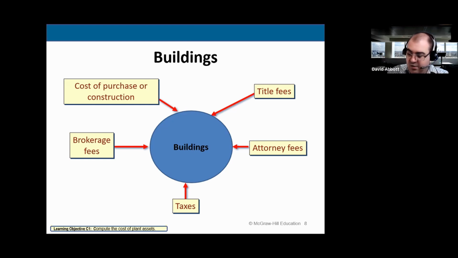Now, when a company constructs a building or a plant asset for its own use, so starting out from just a plot of land and they're building a building, its cost would include materials and labor, plus indirect overhead costs. Overhead costs include heat, lighting, power, and depreciation on the machinery used to construct the asset. Costs of construction also include design fees, permit fees, and insurance during construction.